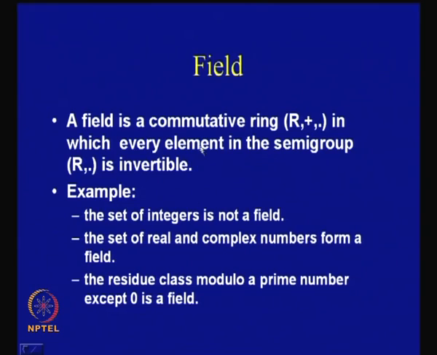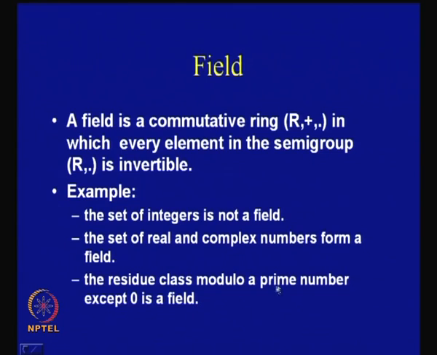Then we come to the definition of a field, which says that a field is a commutative ring R with addition and multiplication, in which every nonzero element of the semigroup R under multiplication is invertible. So examples: the set of integers is not a field, because every number is not invertible. The set of real and complex numbers form a field, and the residue classes modulo a prime number, except 0, form a field. Why?